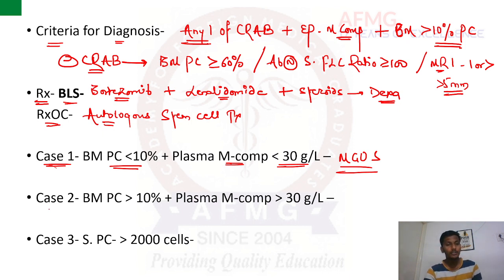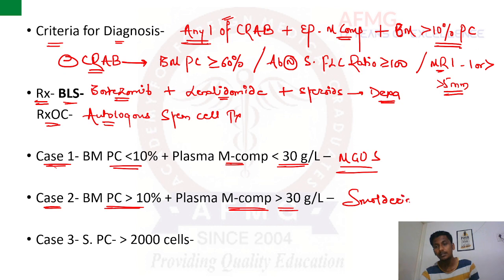Whereas if I talk about case 2, here also there is absence of any myeloma defining events. Only they have given bone marrow plasma cell count more than 10% along with plasma M component of more than 30 gram per liter. So these two features are in favor of multiple myeloma, but there is absence of any myeloma defining events. As myeloma defining events are absent, again it cannot be counted as multiple myeloma. Therefore it is diagnosed as smoldering myeloma. So please remember this.